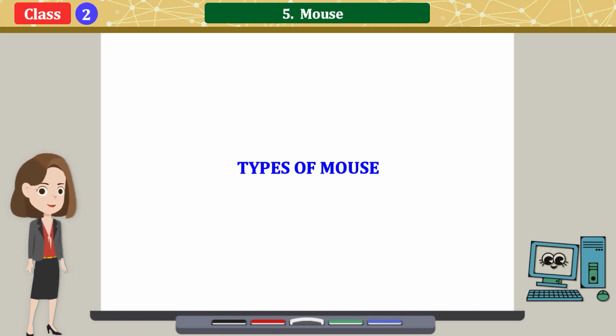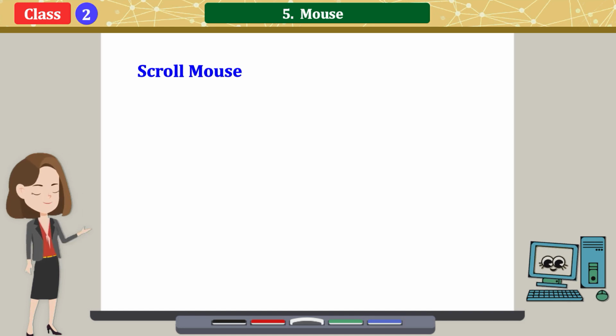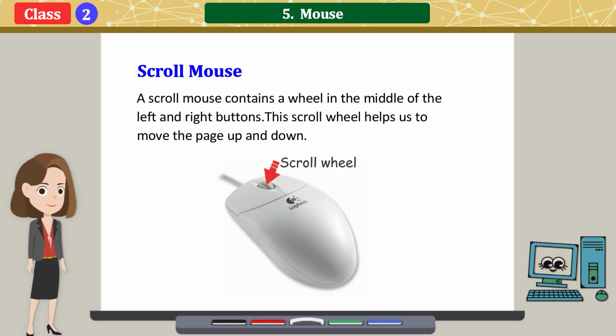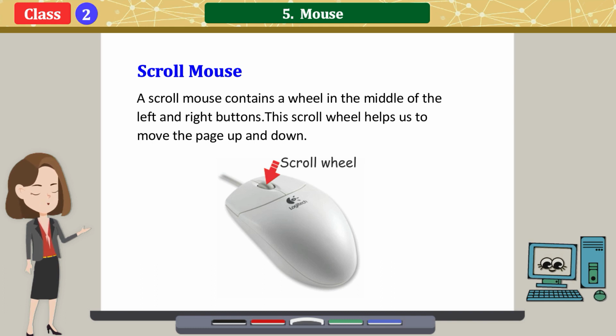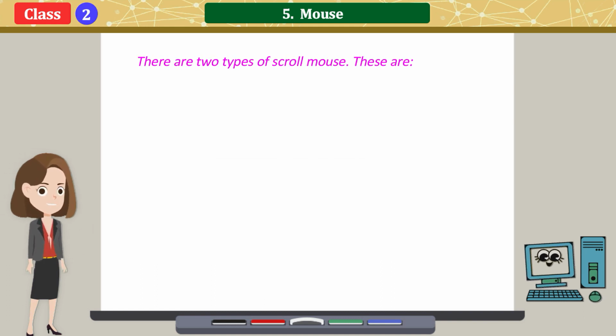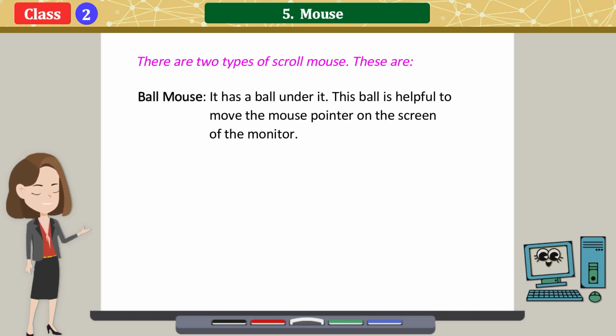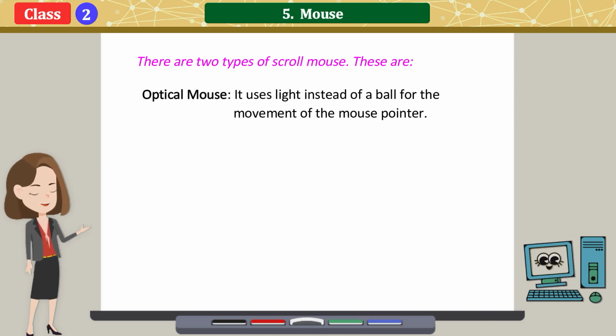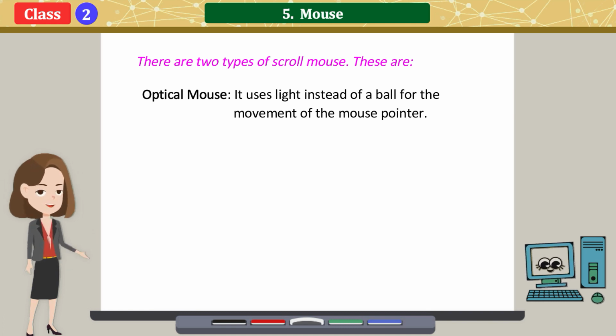Types of mouse. Scroll mouse. A scroll mouse contains a wheel in the middle of the left and right buttons. This scroll wheel helps us to move the page up and down. There are two types of scroll mouse. These are ball mouse. It has a ball under it. This ball is helpful to move the mouse pointer on the screen of the monitor. Optical mouse. It uses light instead of a ball for the movement of the mouse pointer.